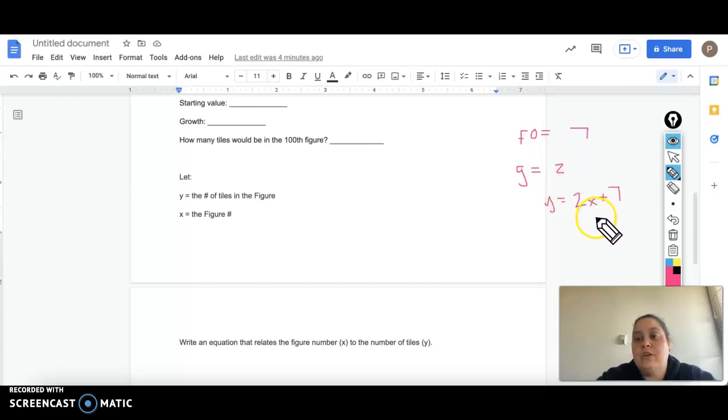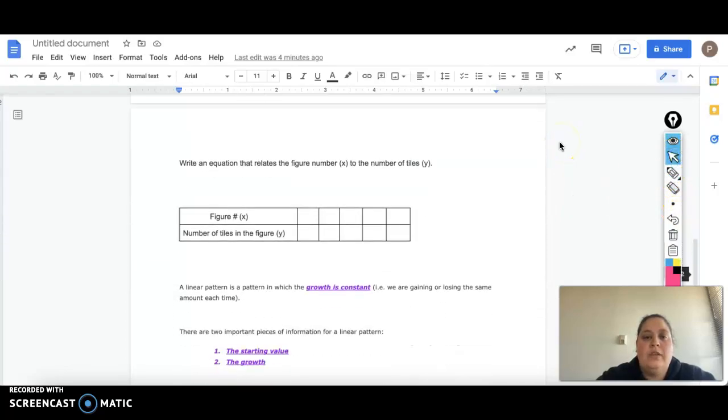If I'm looking for figure number 1, then I would plug a 1 in here. 1 times 2 plus 7. If I'm looking for figure 10, I would plug a 10 in here. 10 times 2 plus 7. But that's how I'm going to write an equation every time. Okay? So now let's keep going.